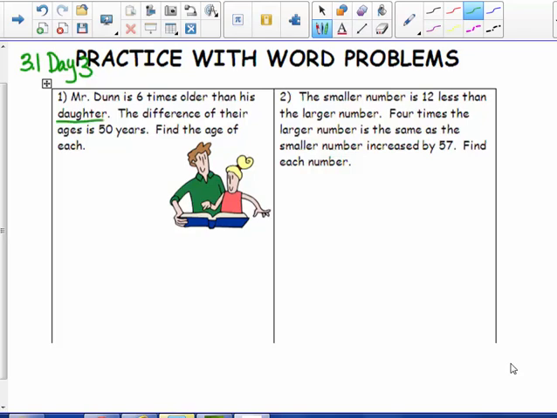I was always taught whatever is at the end of the sentence, that's the thing you know least about. That's what you make the x. So let x equal the daughter. Remember let statements from last year? I could also bar model this. So I could say the daughter is a bar. Mr. Dunn is 6 times older than his daughter, so Mr. Dunn is 6x.